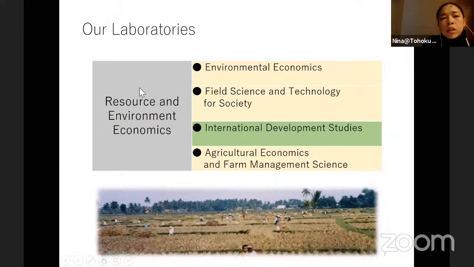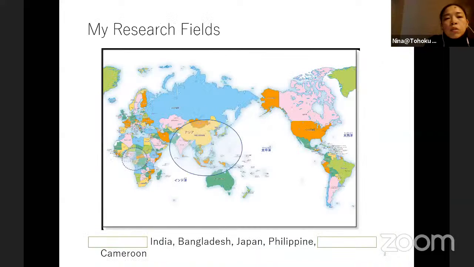In our course, resource and environmental economics, as some students mentioned, some of them do research about environmental economics, and some of them do technology application to society. My laboratory is about international development studies, and another laboratory is about farm management science. So this is us.